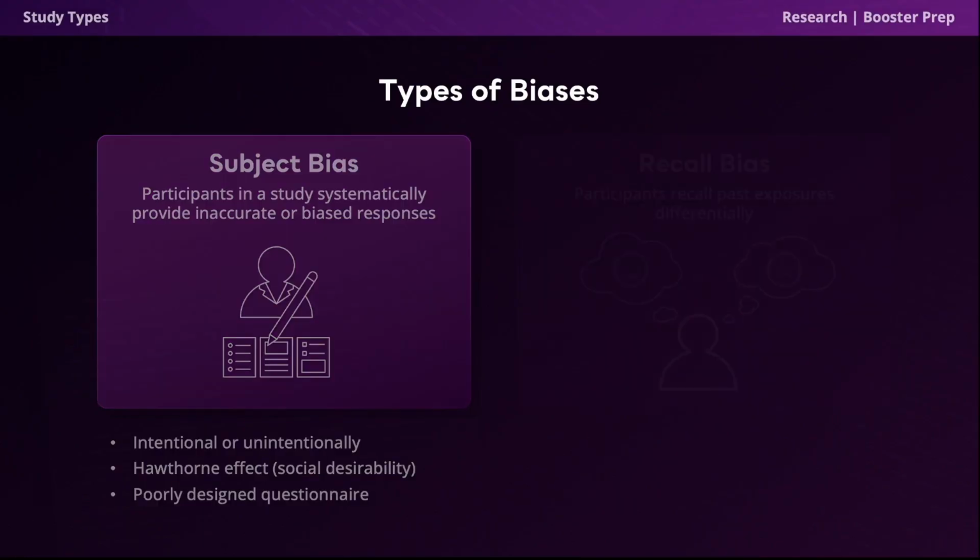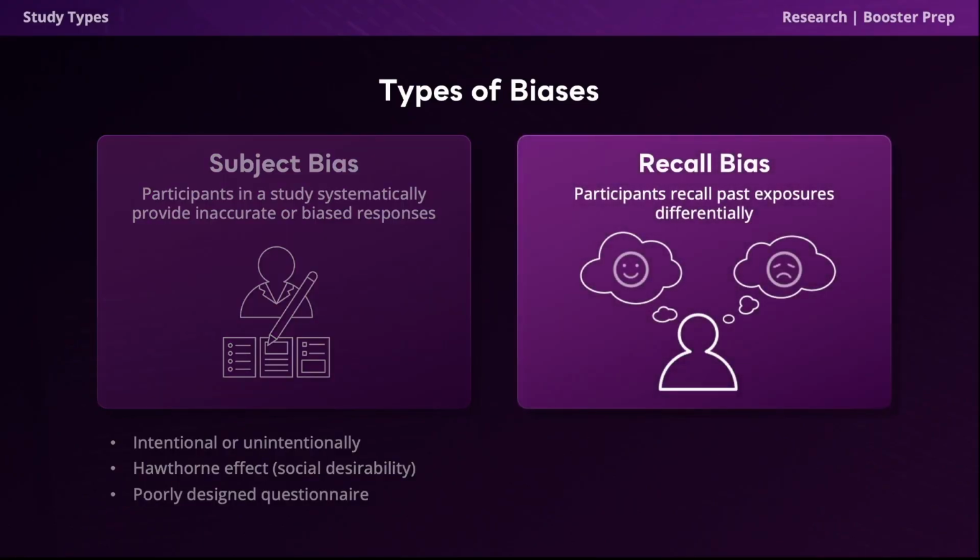Recall bias occurs when participants recall past exposures differentially. Since traumatic events are more likely to be remembered, these events are more likely to be reported. For example, if you were to ask participants to count the number of times they experienced tooth trauma as a child, those who experienced severe pain may be more likely to report the experience as opposed to those who perceived less pain.